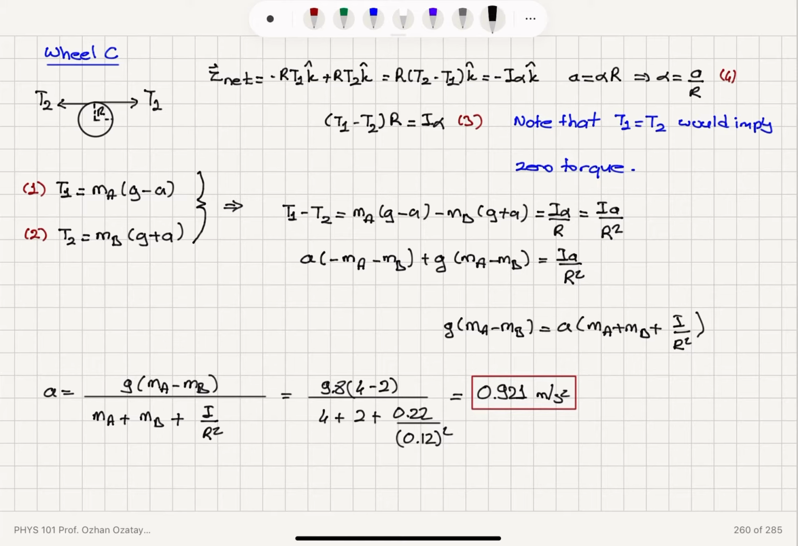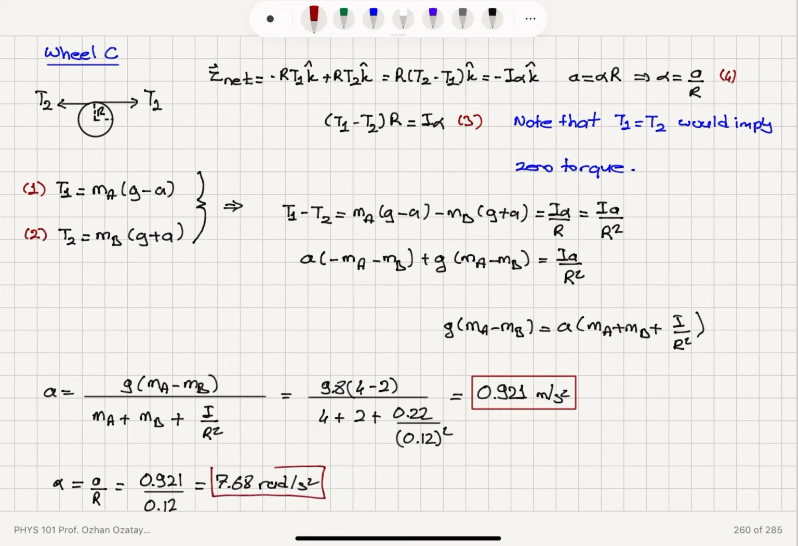Now we can find the angular acceleration. Alpha is equal to A over R. So this will give us the linear acceleration 0.921 divided by 0.12. So the angular acceleration of the wheel is 7.68 radians per second squared.